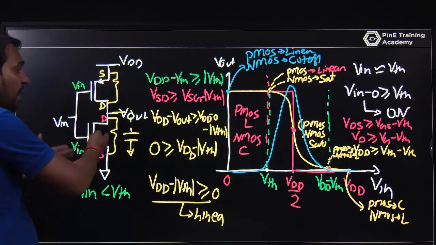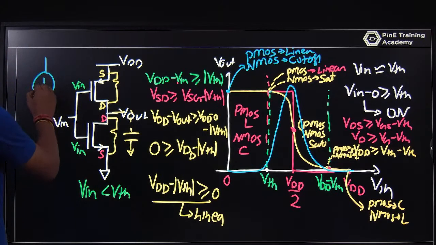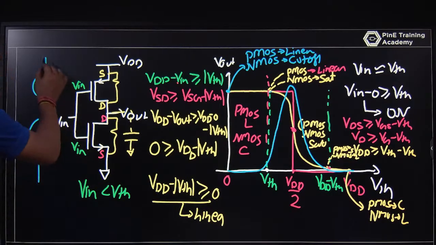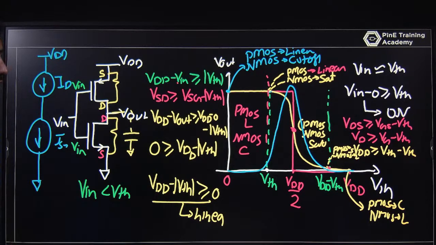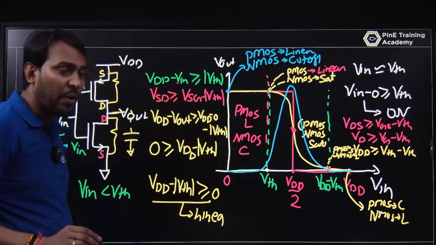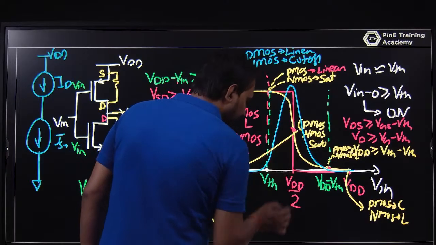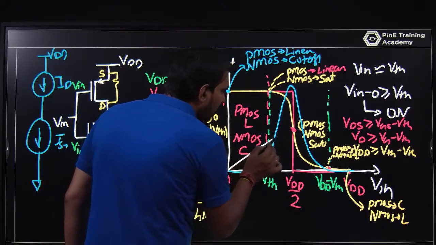But if both have the maximum current, that is, both have a saturation current, both MOSFETs behave like a current source and you have a VDD. So you can determine it: VDD into ID sat will be your power dissipation. So the dynamic power dissipation is happening, because here the input is changing.